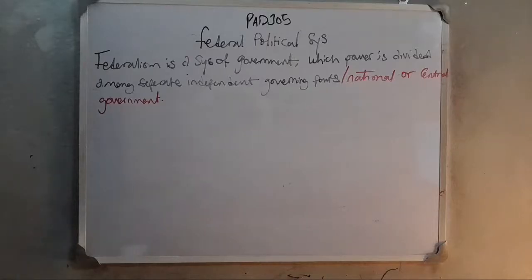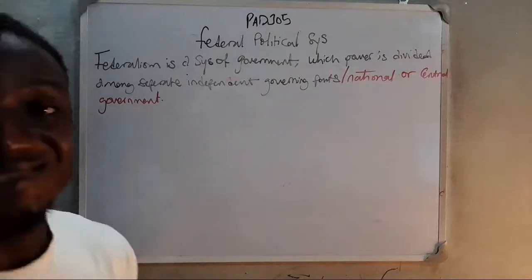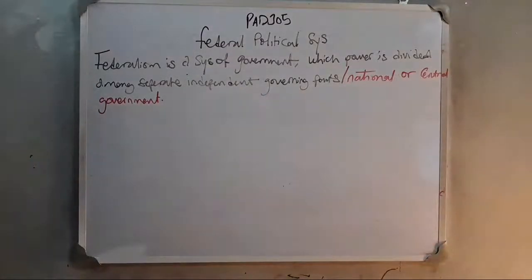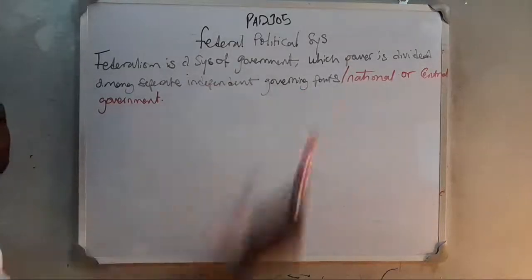Historical factors. The most fundamental reason why states decide to choose the federal system of government can be seen from the point of common association and similar interests existing between these federating units. Don't forget we said separate independent governing parts.